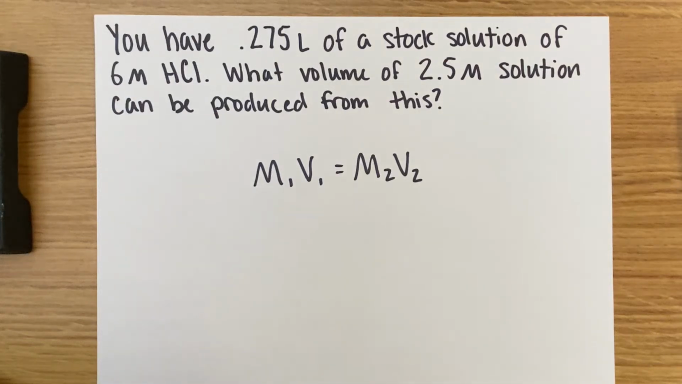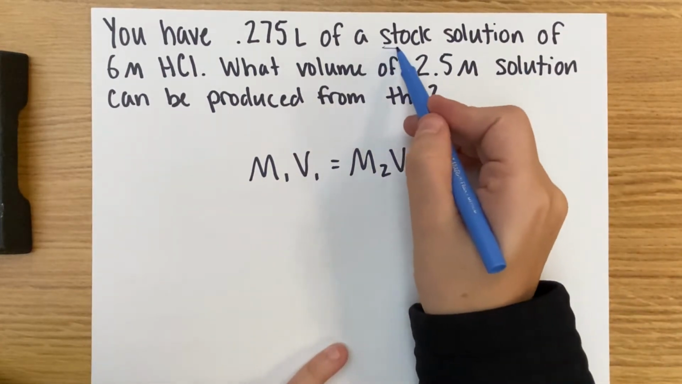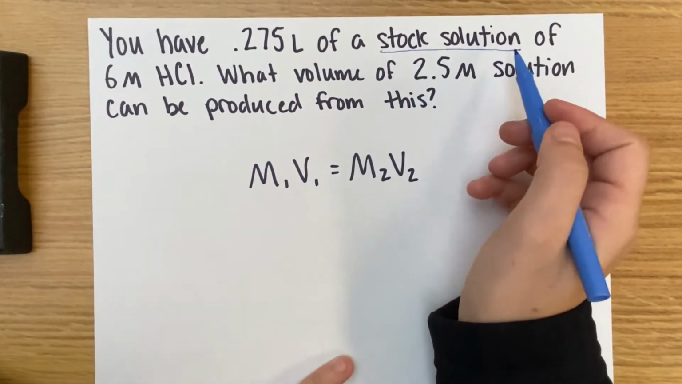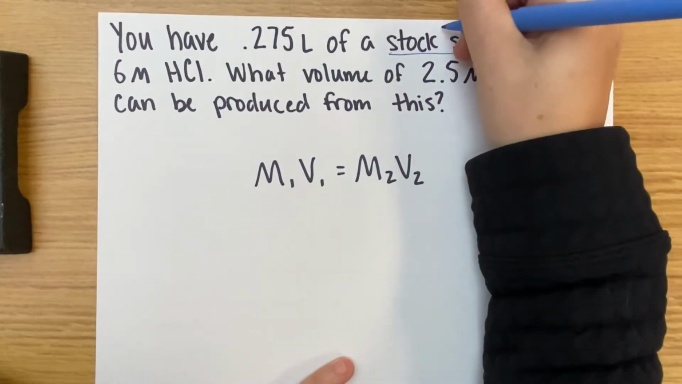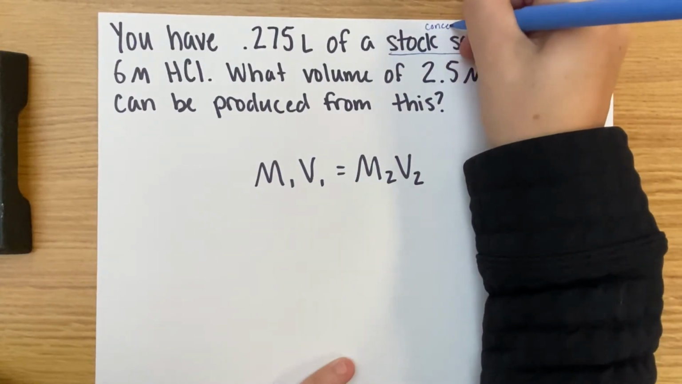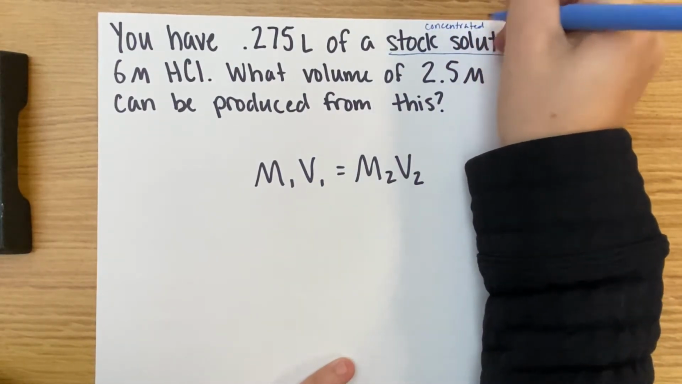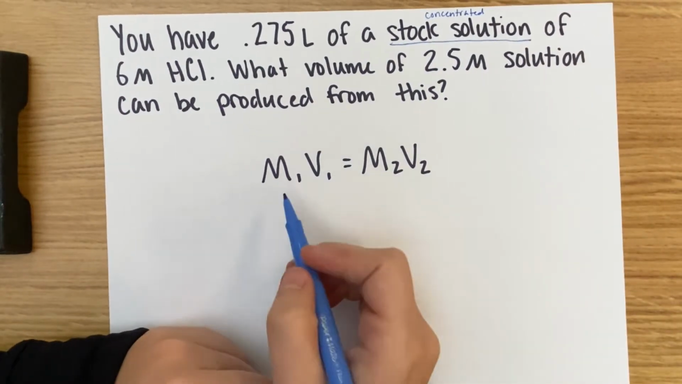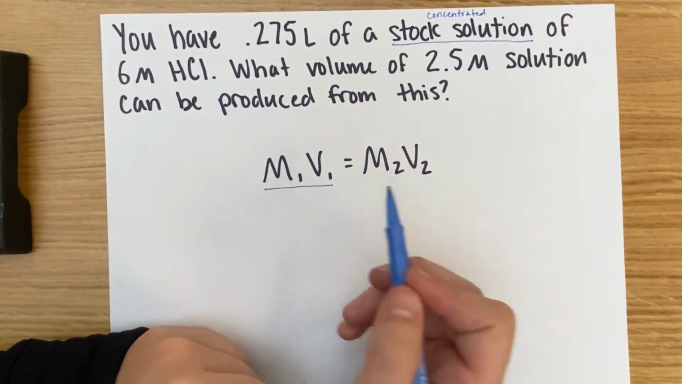You have 0.275 liters of a stock solution of 6 molar HCl. What volume of 2.5 molar solution can be produced from this? First of all, anytime we see the word stock solution, we need to immediately know that that is the concentrated solution. And the concentrated solution should always be your M1V1.